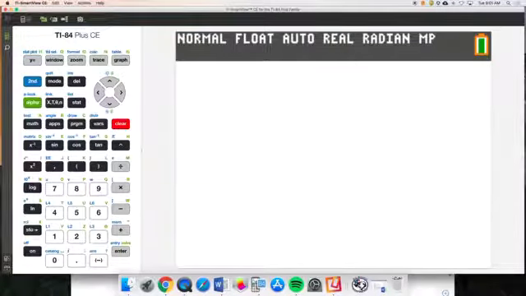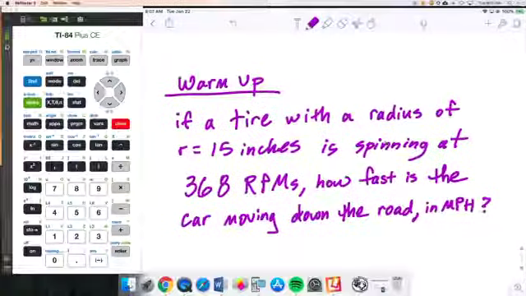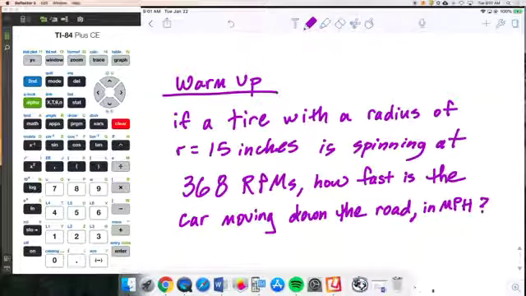All right, let's go over it. Let's see how y'all did. It looks like some of y'all have gotten the right answer, which is fantastic. 32,653 miles per hour, right? Very, very reasonable, very feasible. That's right. Okay.